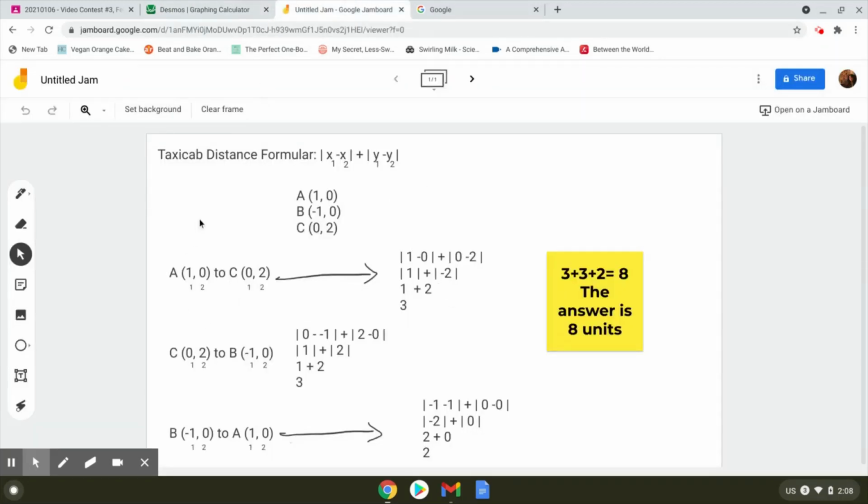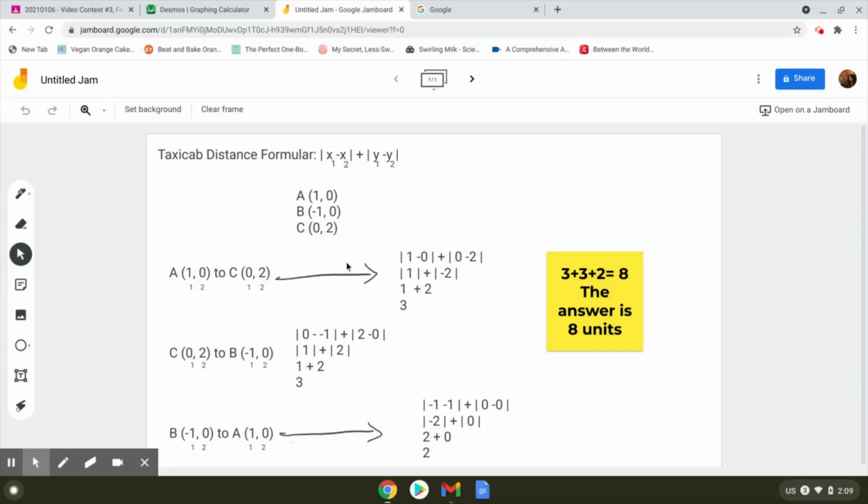So here I'm just finding the distance with the formula for the taxicab distance. I found the distance between A and C, C to B, and B to A. So by using the formula here, I just substituted the values into the formula. And from A to C, the distance is 3 units. From C to B, it's 3 units again. And from B to A, it's 2.